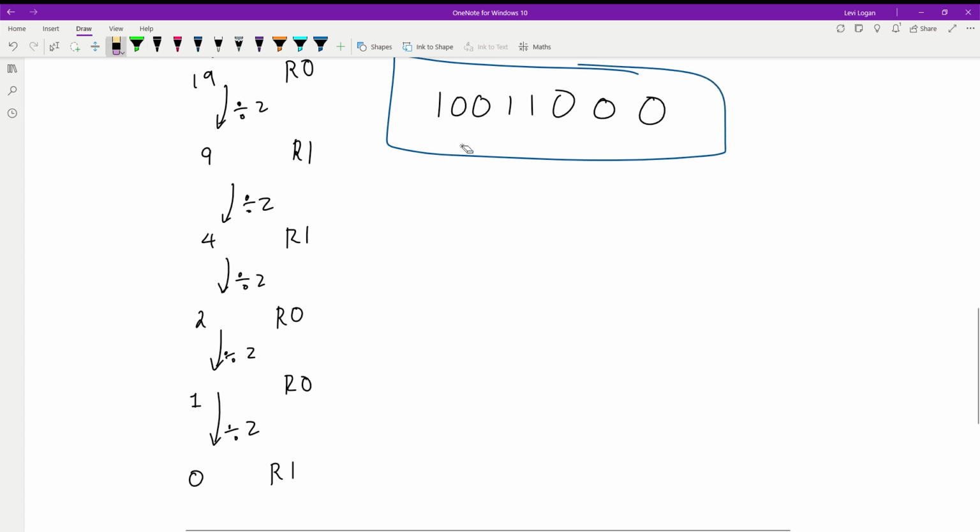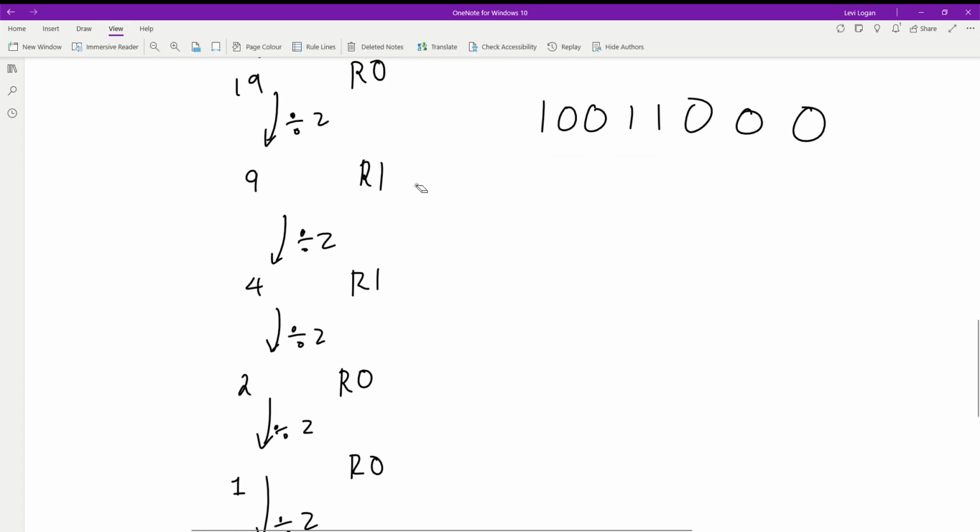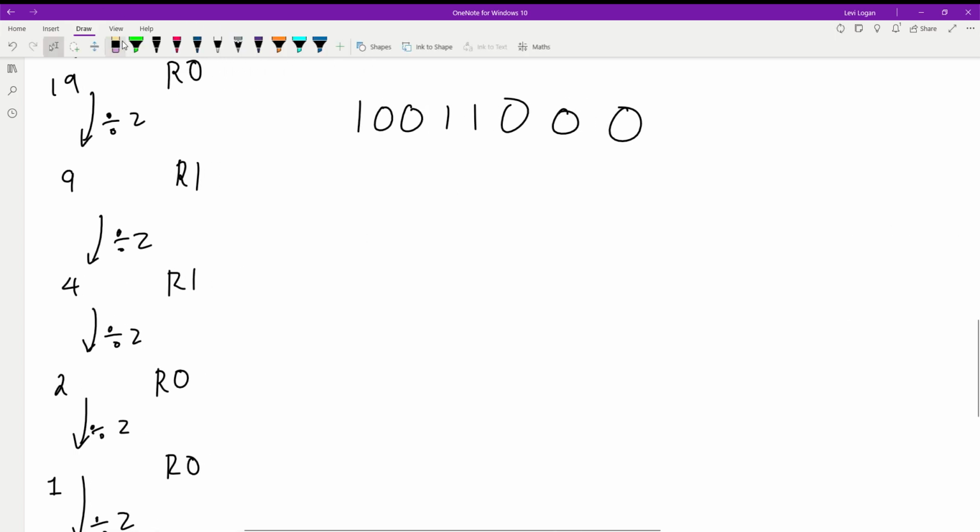So how can we double check this? Well, we can just convert it back to its decimal form. So let's just do that real quick. So going from right to left, this is 2 to the power of 0, 2 to the power of 1, 2 to the power of 2, 2 to the power of 3, 2 to the power of 4, 2 to the power of 5, 2 to the power of 6, and 2 to the power of 7.